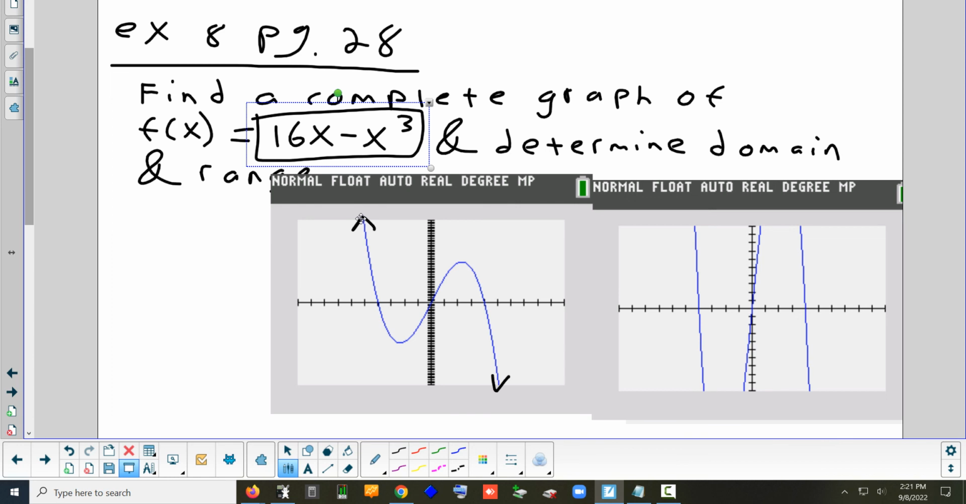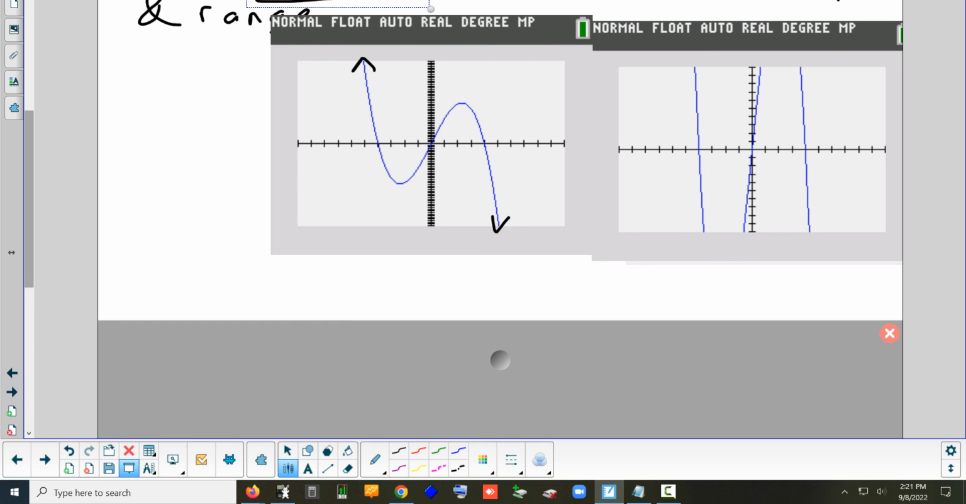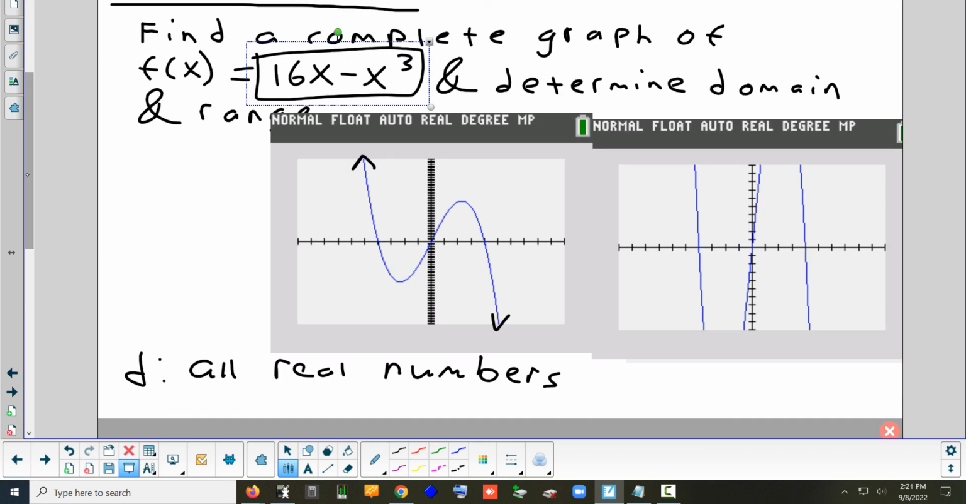No, there's no square root in there. So you're never going to be taking a square root, and you're never going to be dividing by 0. So what do you think your domain is in this problem? All real numbers. Yes. So the domain is all real numbers. There is no restriction on what you are allowed to plug in for x.